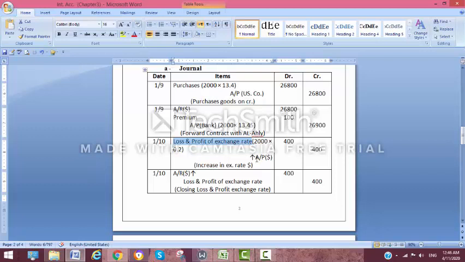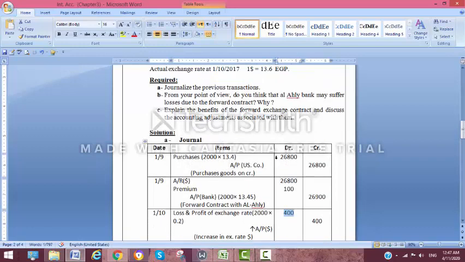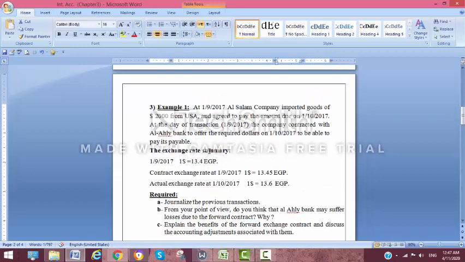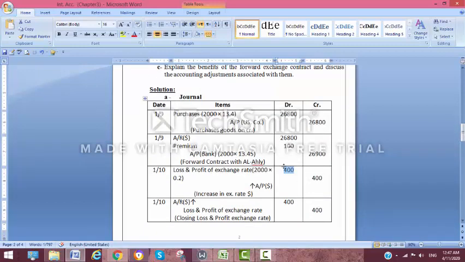Accounts payable: you owe money, and when the exchange rate increased, you now owe more money to the American company. So how do we record it in the journalized entry? Loss of exchange rate by debit and by credit accounts payable to the US company. Explanation: increase in exchange rate of the American dollar. In Egyptian pounds, the difference from 13.4 to 13.6 is 0.2, multiplied by 2000 equals 400.